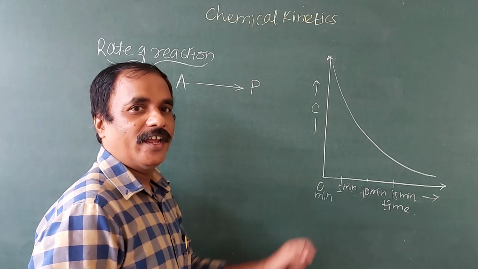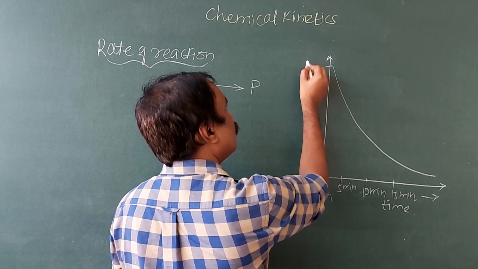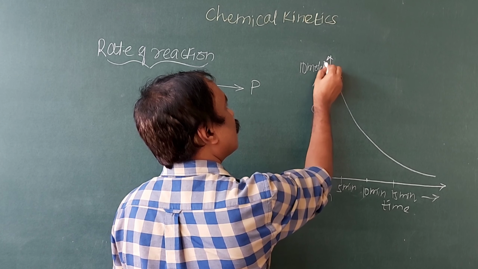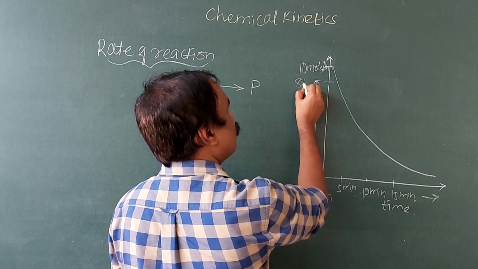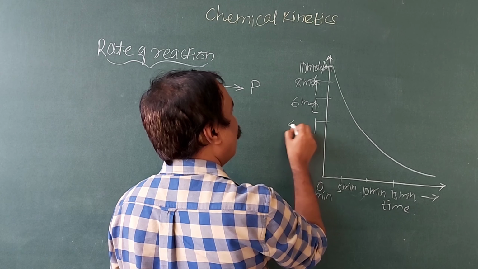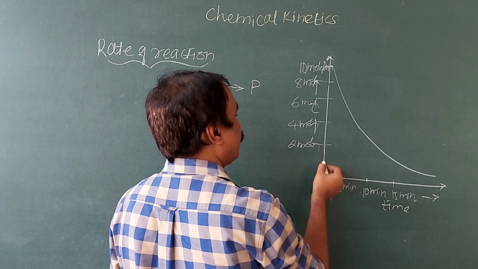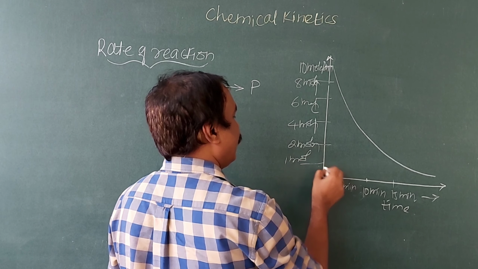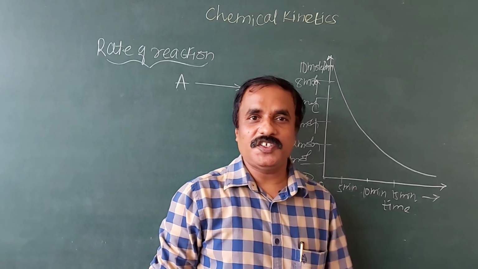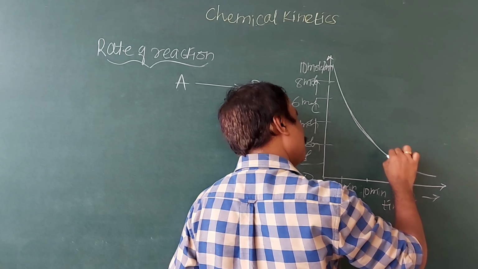Here 0 moles per dm cube. Initially I will take suppose 10 moles per dm cube. Here 8, suppose here 6, whatever it will be, here 4 moles per dm cube, here 2 moles per dm cube, here 1 mole per dm cube, and here it is. So with time the concentration of reactant decreases, so that is why the graphical representation is like this.